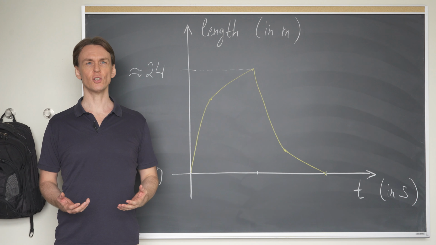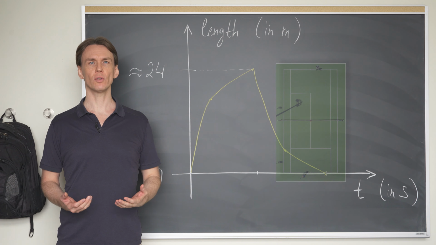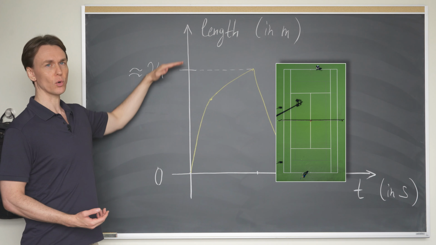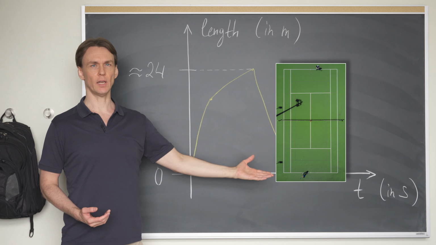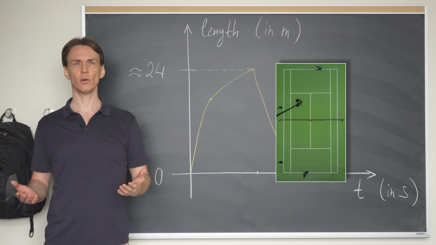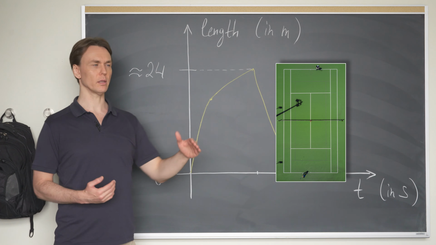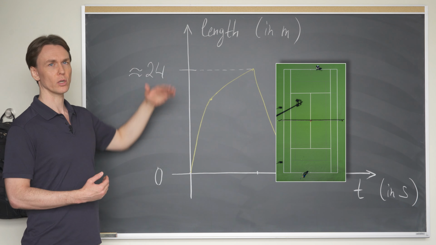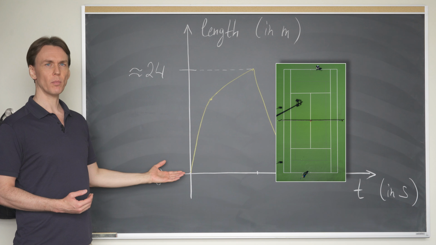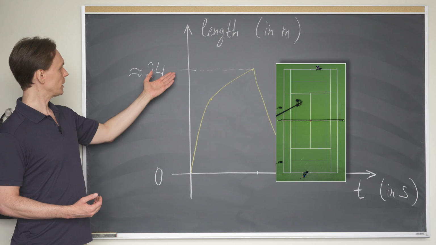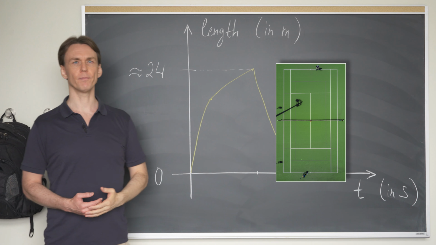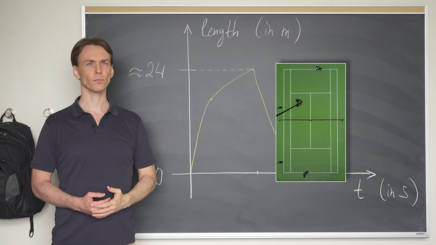Let's try to sketch the position of a tennis ball during a tennis match along the length of the tennis court as a function of time. So we will ignore the lateral movement of the ball and just look at one coordinate along the length of the court. And let's position the first player that serves the ball at the origin. So the second player will be at the length of the court, which is approximately 24 meters.